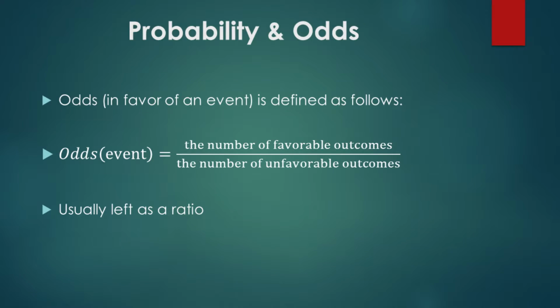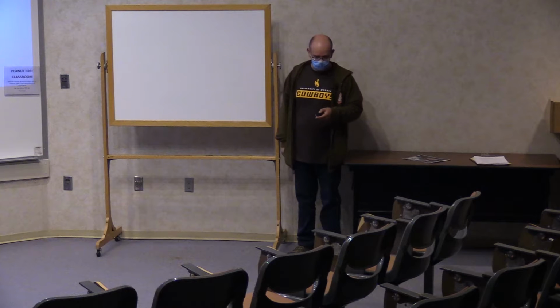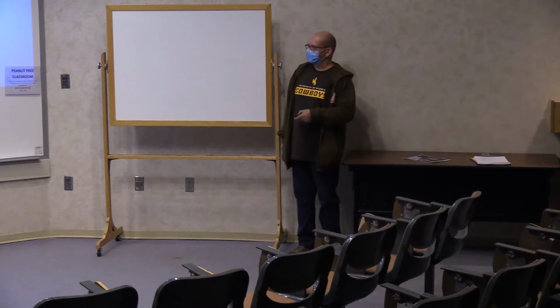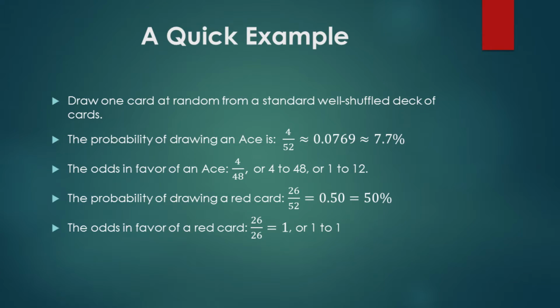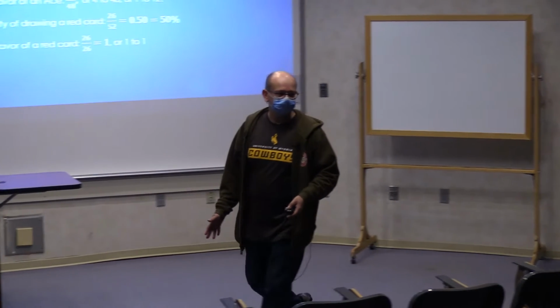Odds in favor of an event is defined as the number of favorable outcomes divided by the number of unfavorable outcomes. Usually expressed as a ratio. I'm going to provide a couple of examples here so that you get an idea of what I mean. A very simple example: draw 1 card at random from your standard well-shuffled deck of cards. What is the probability of drawing an ace? 4 out of 52. You have 4 aces and you have 52 cards. That's your probability.